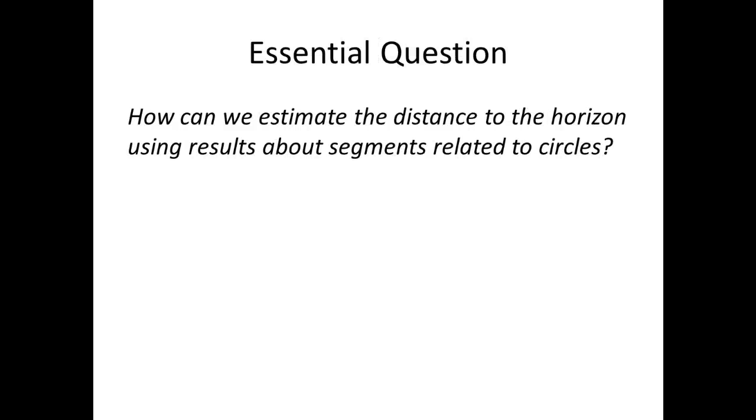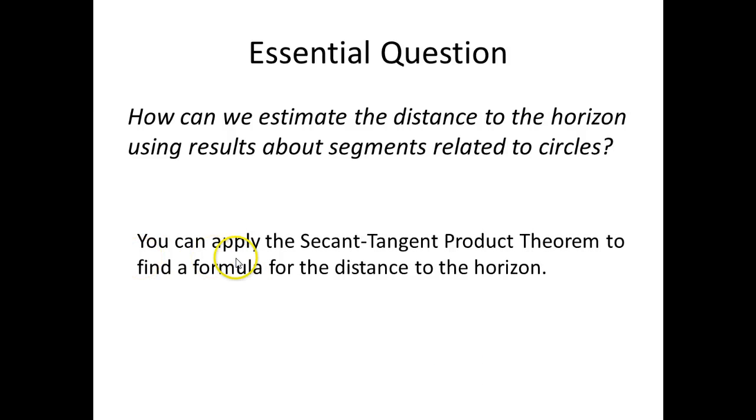Alright, so the essential question that we addressed in this lesson is, how can we estimate the distance to the horizon using results about segments related to circles? Well, all you have to do is apply the secant-tangent product theorem to find a formula for the distance to the horizon and then use it to solve the particular problem that you're looking at.